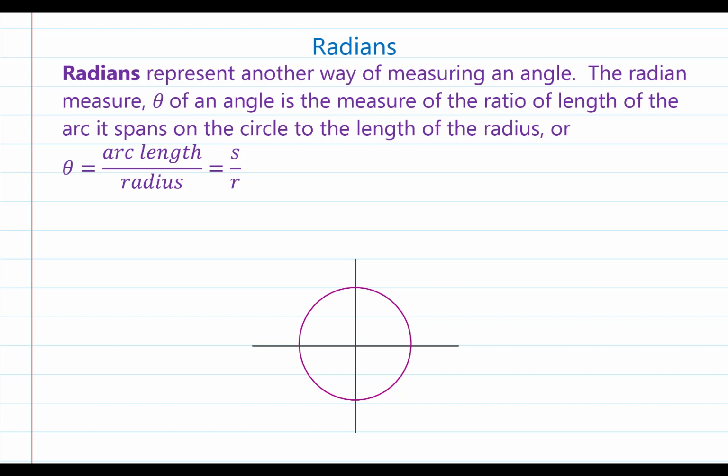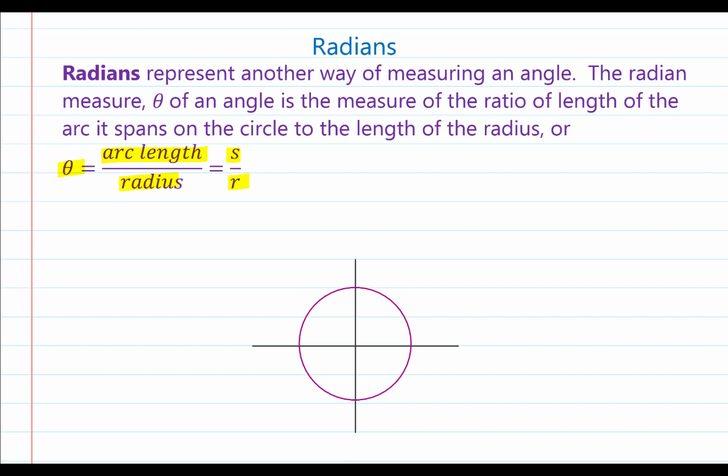The radian measure, theta, of an angle is the measure of the ratio of the length of the arc it spans on the circle to the length of the radius. In a more concise way to write it, theta, which is the angle in radians, is equal to the arc length over the radius, and we let the variable s represent the arc length, and we let the variable r represent the radius.